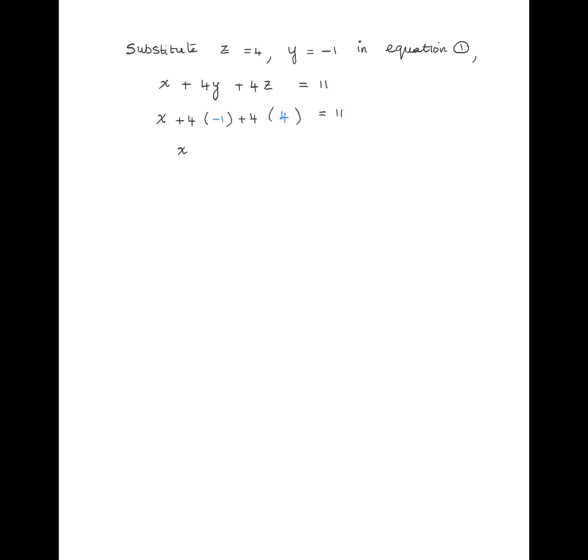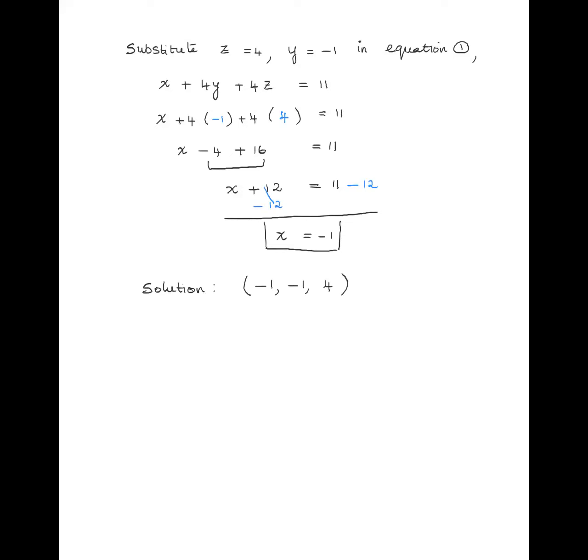So we get x minus 4 plus 16 equal to 11. Combine the like terms, so we get x plus 12 equals 11. Then subtract 12 both sides. So we get x equals -1. So we got all the values of the variables. So the solution is -1, -1, 4.